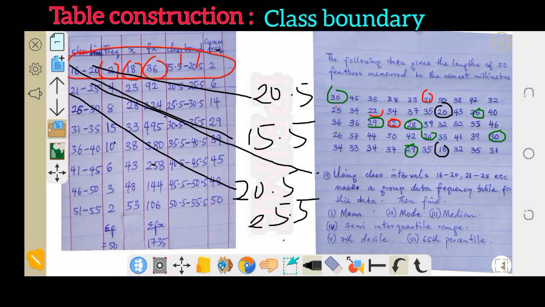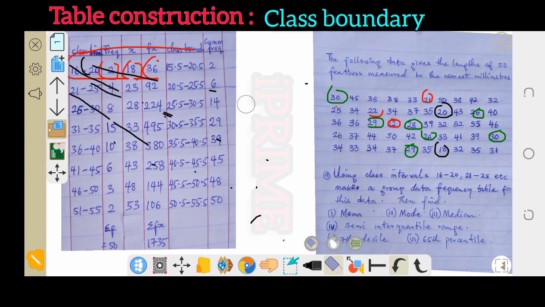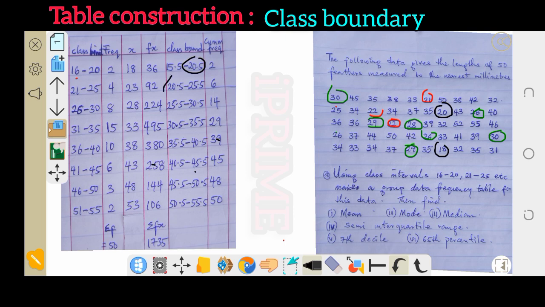And one interesting thing you have to know is that the upper class boundary of this one is the lower class boundary of this place here. You seem not to understand what I'm trying to say. Let me show you again. I think the note looks very rough. Let me wipe some parts of it so I can explain. Okay, we are back to it. The upper class boundary here of this one is the lower class boundary here, and so on down the table. So be sensitive about that.